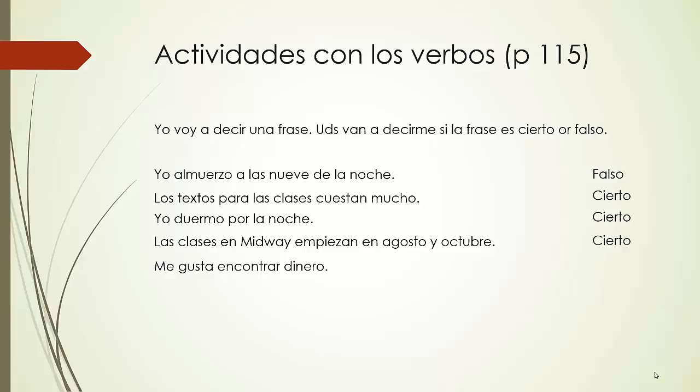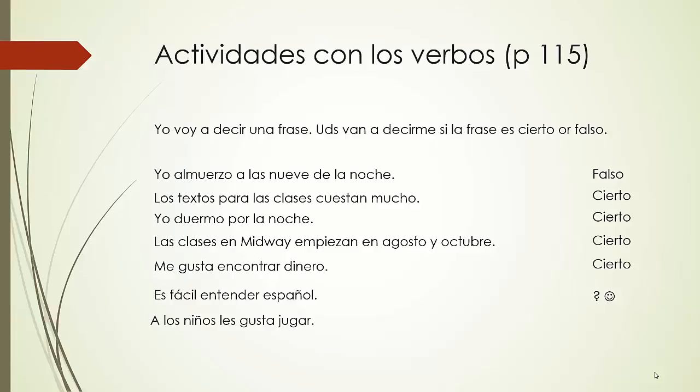Número 5. Me gusta encontrar dinero. Remember from last chapter that me gusta means I like. What do I like? Encontrar, to find. And remember, dinero is an old vocabulary word. Dinero is money. I like to find money. Oh, heck yeah, cierto. Número 6. Es fácil entender español. It is, fácil you remember is easy. Entender, to understand, español. I'll leave that one up to you. I say cierto. Maybe you say differently.